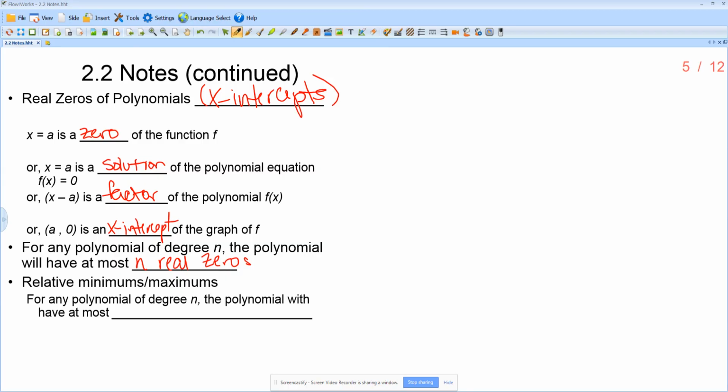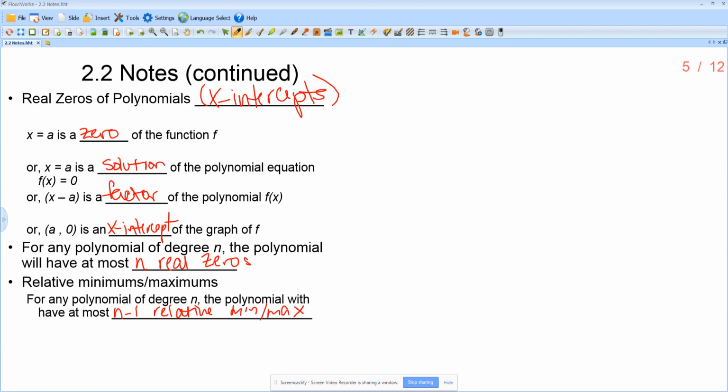Relative minimums and maximums also depend on the degree. For any polynomial of degree n, the polynomial will have at most n minus 1 relative maxs or mins. I'll say mins or maxs.